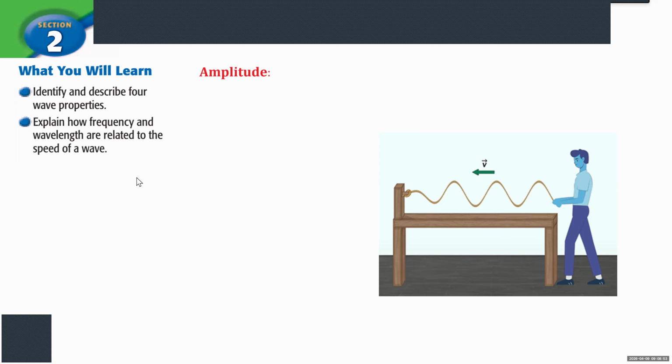We have two targets here. The first one, we have much information about the four properties of the wave. The second one, we have the equation. In the equation, we have frequency, wavelength, and wave speed. First one, we start from amplitude.